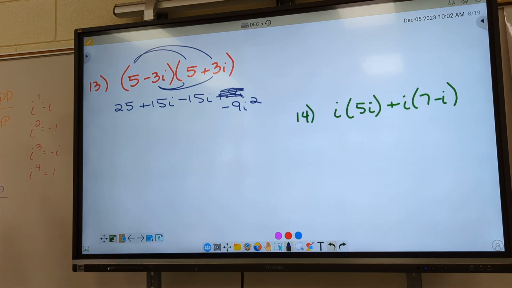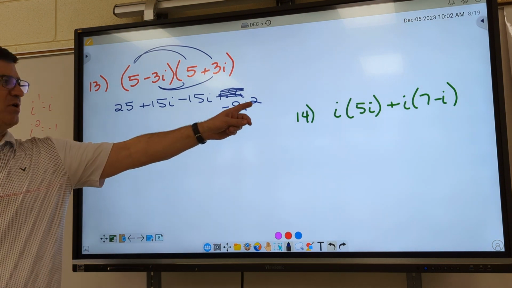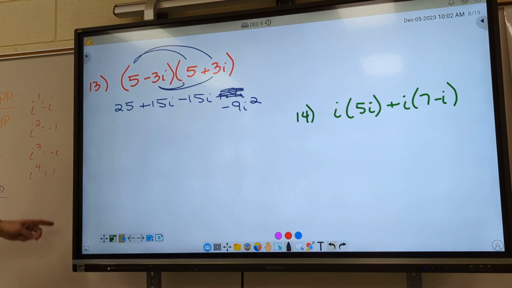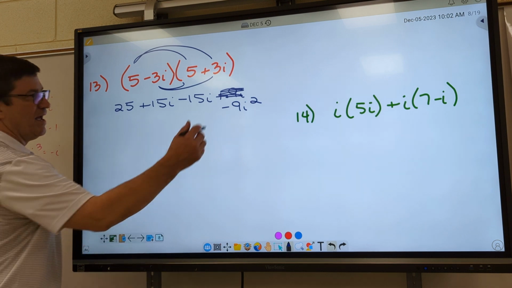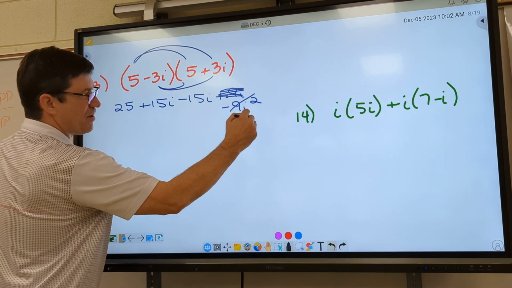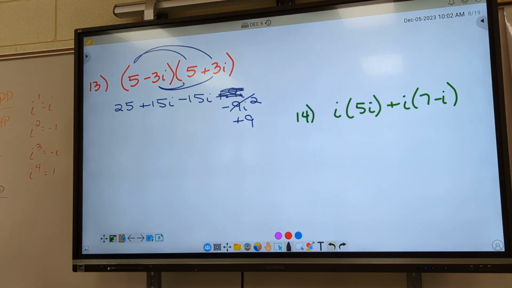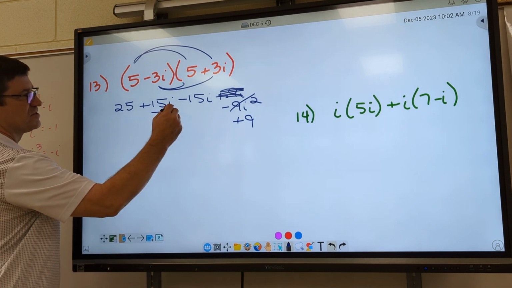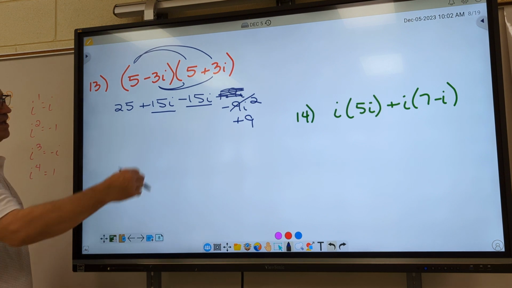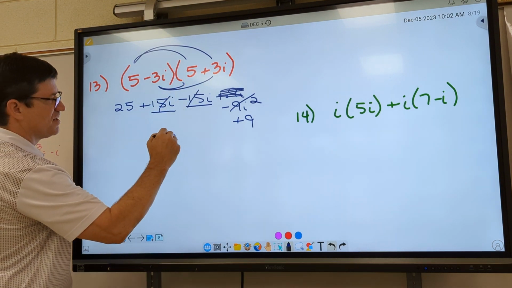All right, so just like we did on the last problem. So Mari, what does i squared turn into again? It changed to negative 1. So negative times a negative makes that positive 9. That's why I'm marking that out and put plus 9. All right, what happens to your middle numbers here? They cancel out. 25 plus 9 is 34.